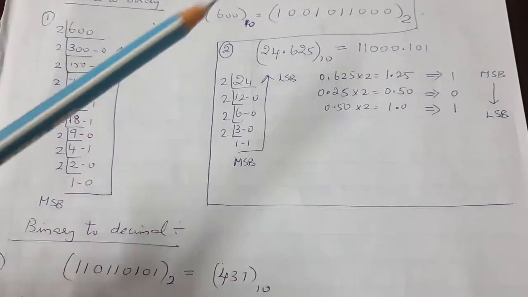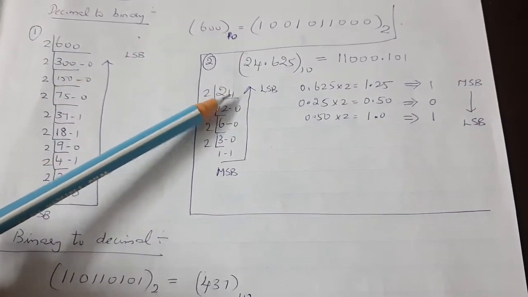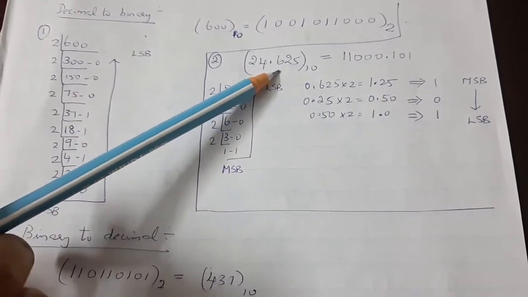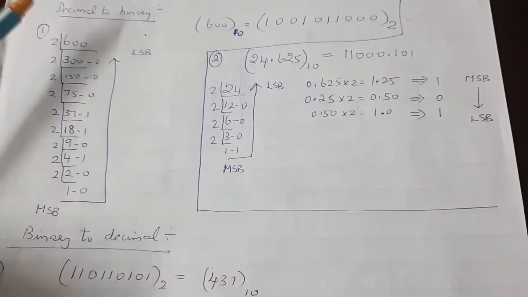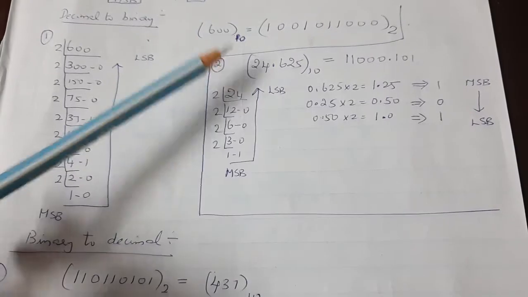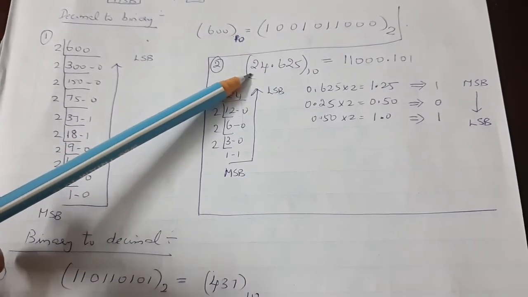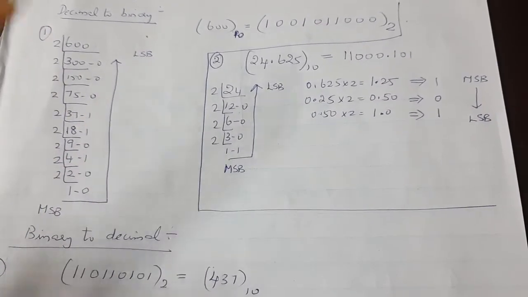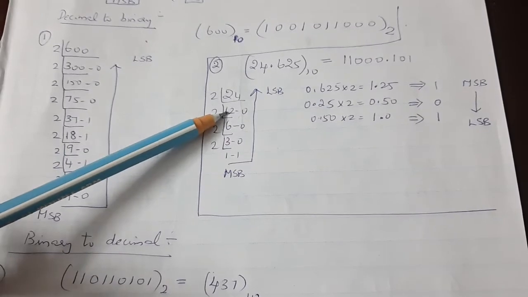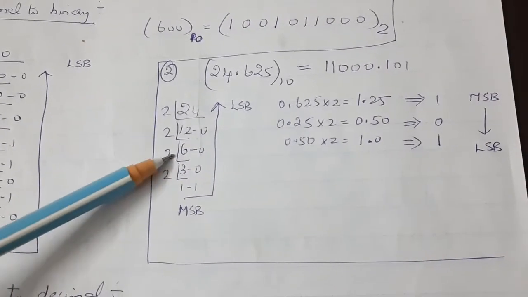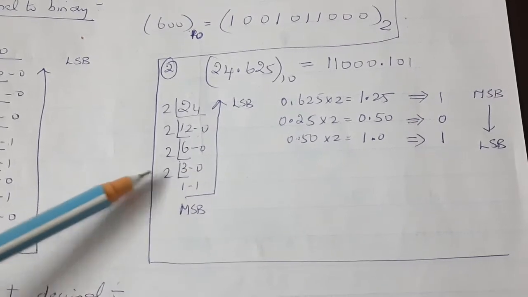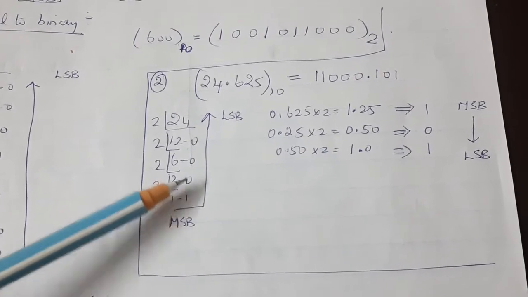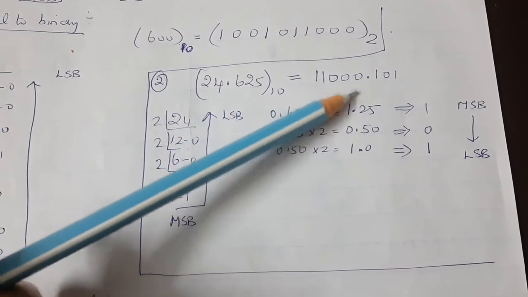Okay, now we are moving on to the second worked example. It is 24.625. Instead of a whole number, you have a decimal part. So how to do this conversion? The whole number 24 is taken, and you repeat the same technique we used last time. 24 divided by 2 is 12, remainder 0. Again 12 divided by 2 is 6, 0, then 3, 0. 3 divided by 2 is 1, remainder 1. Writing down 1 1 0 0 0.